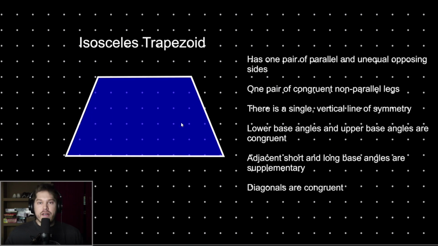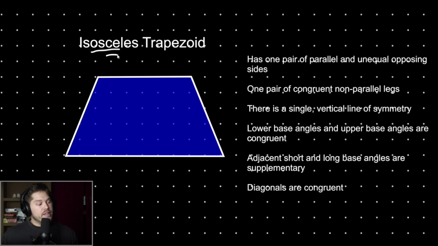Moving forward, we have our isosceles trapezoid. This is the type of trapezoid everyone likes, and that's just because it's pretty, it's congruent. What does isosceles mean whenever it comes to a triangle? Well, an isosceles triangle is whenever two legs are congruent within our triangle. An isosceles trapezoid is the same thing. The legs of the trapezoid are congruent. And because the legs of the trapezoid are congruent, we have some additional properties that are found in isosceles triangles.